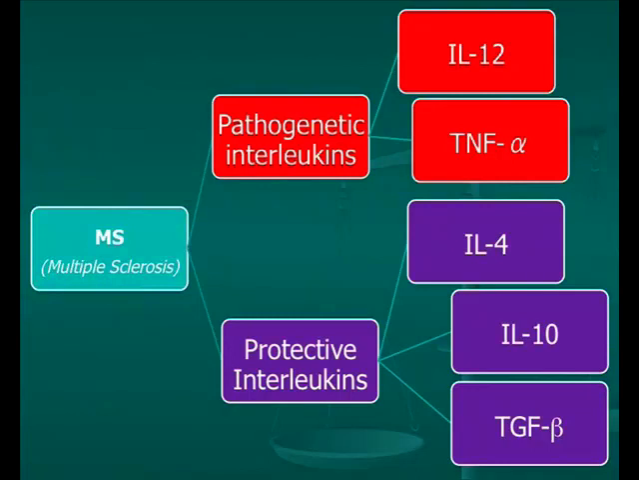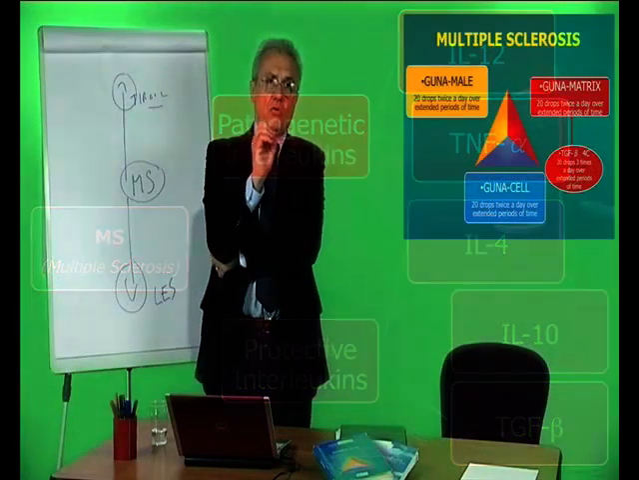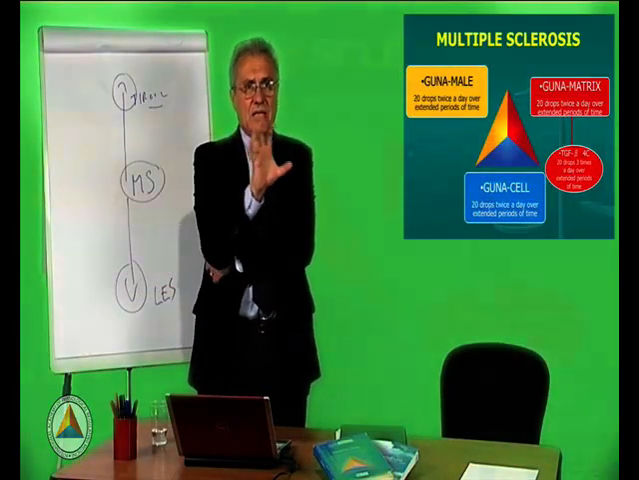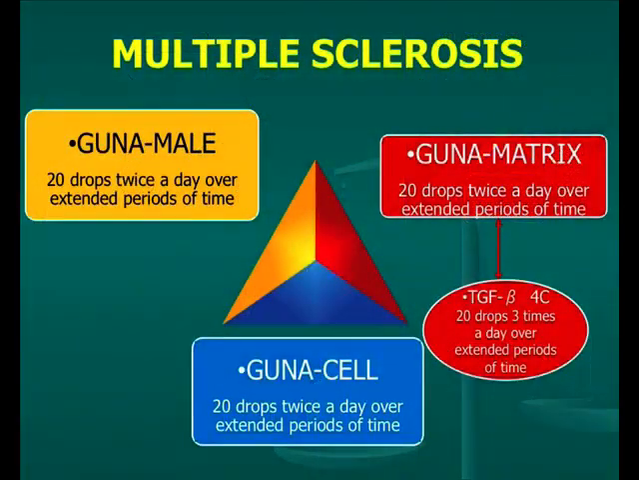So, what should we do for this disease? On one hand, we have to use some basic drugs, namely Gunamatrix in particular, and Gunacell. We would use both in conjunction with each other, 20 drops of each 2 times a day, for even very long periods of time, and, especially in some patients in which a basis of endocrine imbalance can also be found, it is important to also use Gunamale to reinforce the immune system's masculine aspect.